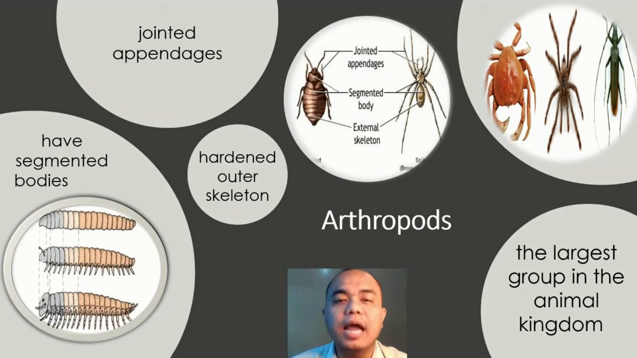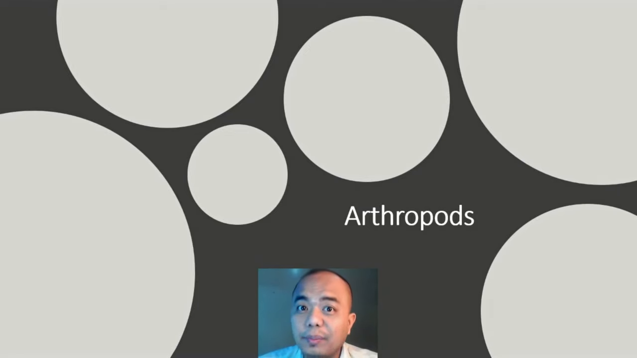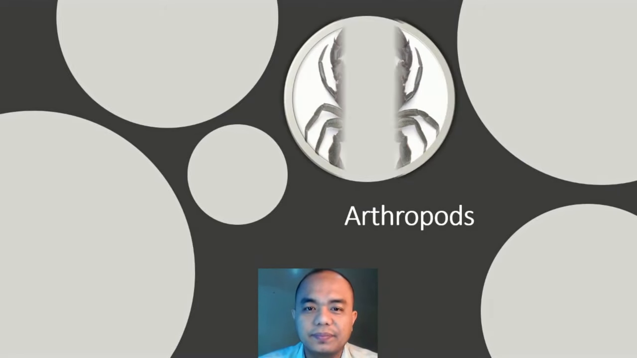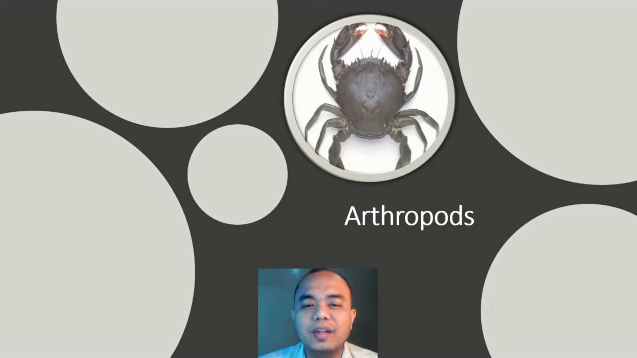Sila ni sa tanan ng mga kinds or classifications sa animals, sila ni ang pinakadaghan, mga arthropods. That's why kay sila ang pinakadaghan, they can be divided also into groups. Yun sa man pag-divide sa arthropods. They are divided according to the number of legs. We will know it later. What are examples of arthropods? Well, let's see. That one. Are you familiar with that?